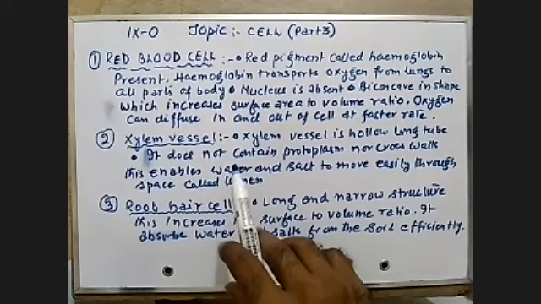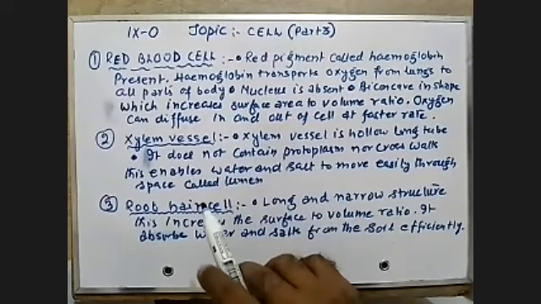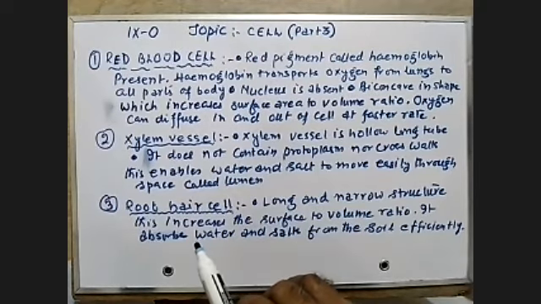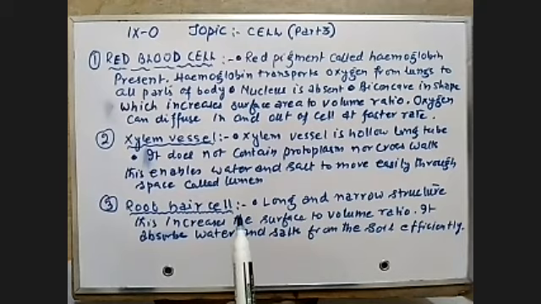As you know, the nucleus is absent in the red blood cells. Now keep it clear in your mind: any cell which does not contain a nucleus cannot divide. No cell division will take place. So in red blood cells, no cell division will take place.